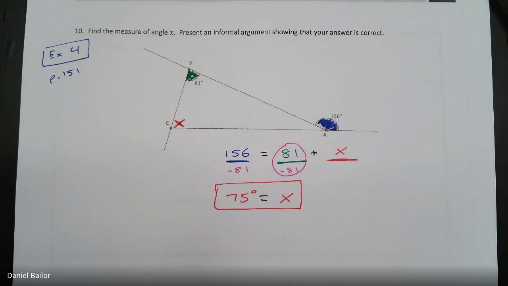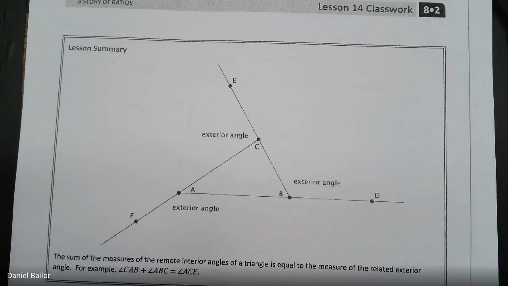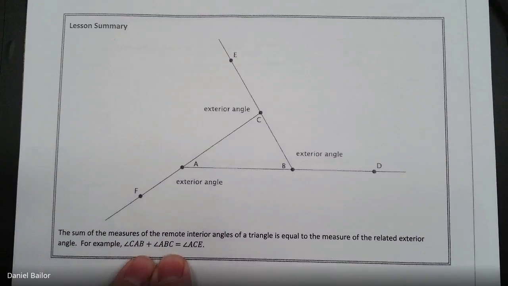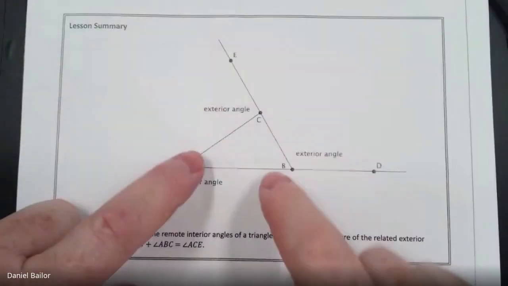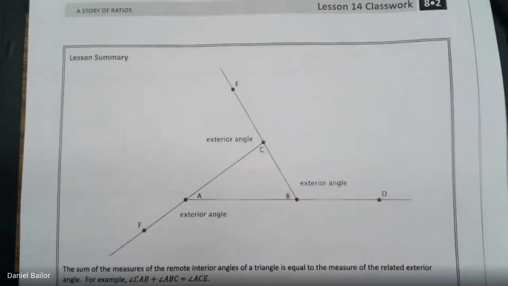Okay, everybody. Hopefully you understood the exercises, the examples, and you're ready to go to the problem set. Here's the lesson summary on page 155. Tells you a little bit about what we did. It gives you a reminder right here. It gives you the example like angle ACE, this one equals these two. So this is just a quick summary of the lesson if you need to see it again.